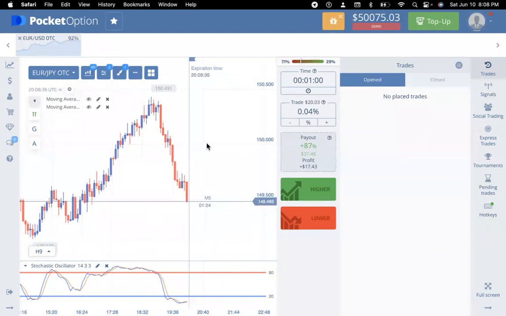So before we actually take a trade, setting up support and resistance, let's do an example.